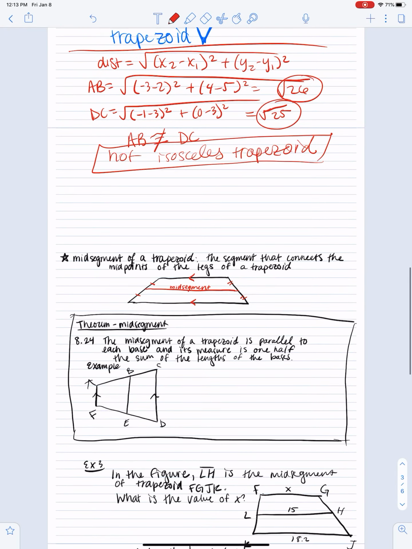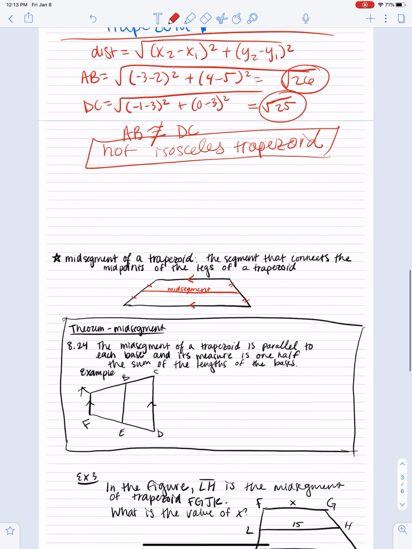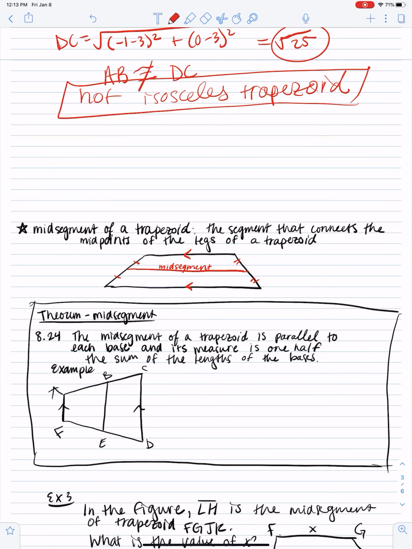All right. And then we have some notes on midsegment and then an example, and we'll be done for today. The midsegment of a trapezoid is the segment that connects the midpoints of the legs of a trapezoid. So there's a picture there. There's a line through the middle, and it breaks one leg in half and the other leg in half as well. Okay, so a theorem about the midsegment is that the midsegment of a trapezoid is parallel to each base, and its measure is 1/2 the sum of the lengths of the bases.